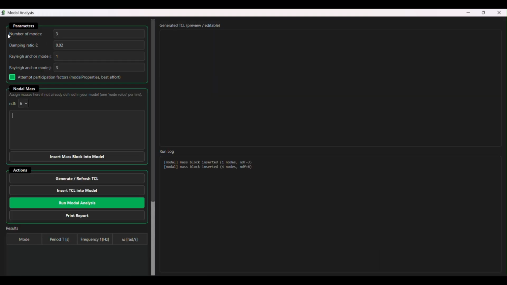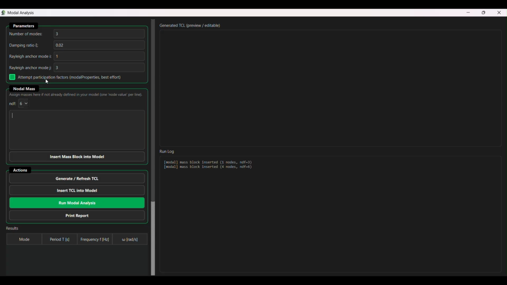Number of modes sets how many modes are extracted, 3 by default. Damping ratio is used for the Rayleigh damping calculation, 2% by default. Rayleigh damping needs 2 anchor modes, by default, modes 1 and 3, so the specified damping ratio is matched exactly at those 2 modes' frequencies. Damping at every other mode follows from that anchoring, not from a separate input.